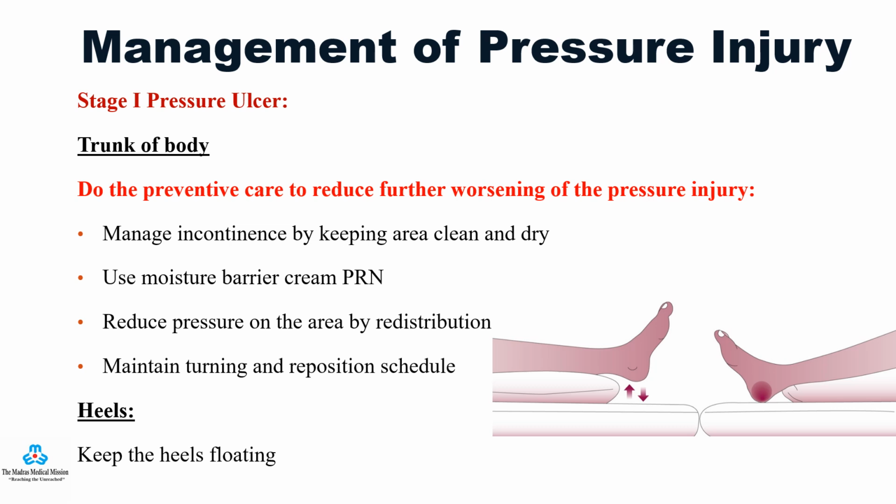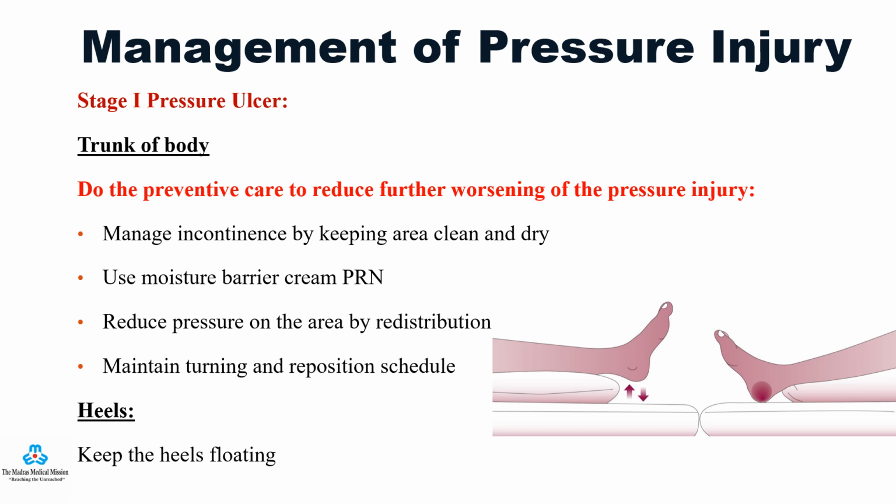How to manage this stage 1 pressure ulcer? In the trunk of the body, we always have to do preventive care to reduce further worsening of the pressure injury. Apart from that, manage incontinence by keeping the area clean and dry, and use moisture barrier cream whenever necessary. Then reduce the pressure on the area by redistribution. Then maintain a turning and repositioning schedule. Very often, or second hourly, we need to reposition the patient.